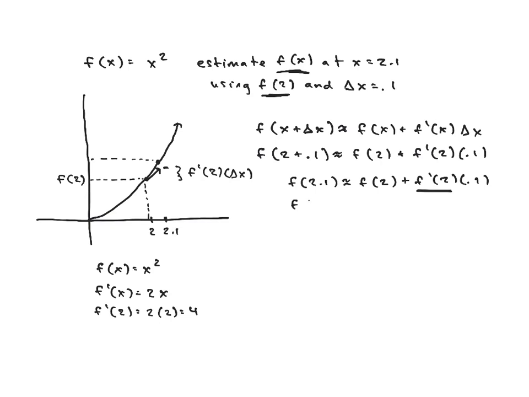So I can say f of 2.1 is approximately f of 2, and f of 2, since f of x is x squared, is 2 squared, plus f prime of 2, which is 4, times 0.1. So this is approximately equal to 4 plus 0.4, which is 4.4. So f of 2.1 is approximately 4.4.